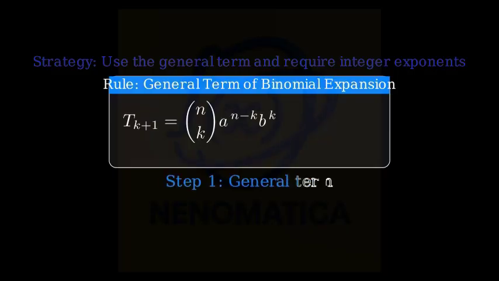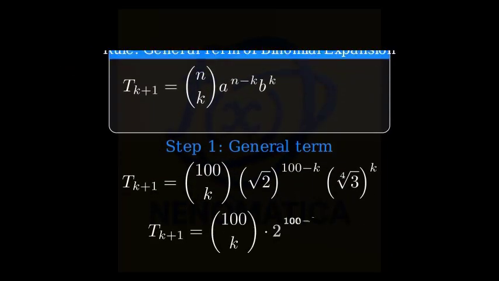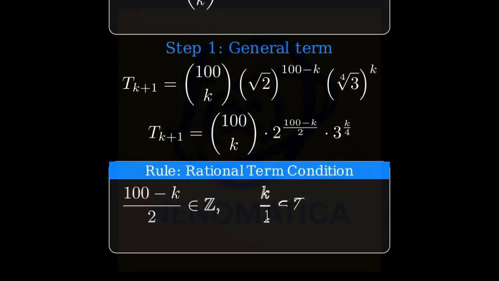Step 1. Write the general term for our expression, with n equal to 100, a equals square root of 2, and b equals fourth root of 3. The general term is T sub k plus 1 equals binomial 100 choose k times square root of 2 to the power of 100 minus k times fourth root of 3 to the power of k. Rewrite radicals using exponents. Square root of 2 is 2 to the power 1/2. Fourth root of 3 is 3 to the power 1/4. For a term to be rational, all exponents must be integers. So (100 minus k) over 2 is an integer, and k over 4 is an integer.